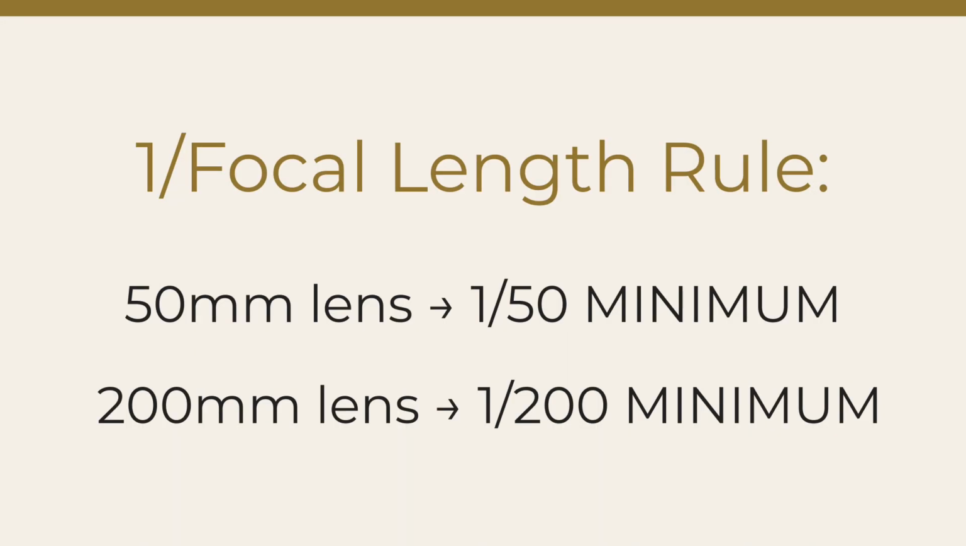I'd always heard about that 1 over focal length rule, which is to match your shutter speed with the focal length you're shooting at to prevent camera shake. For example, if you're shooting with a 200mm lens, you would use a shutter speed of at least 1/200. And even though I've been familiar with this rule, I've never felt that it was fast enough in practice.